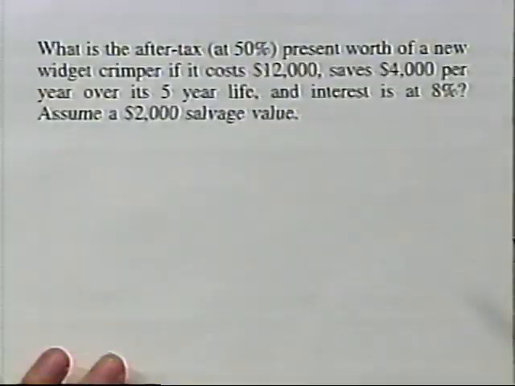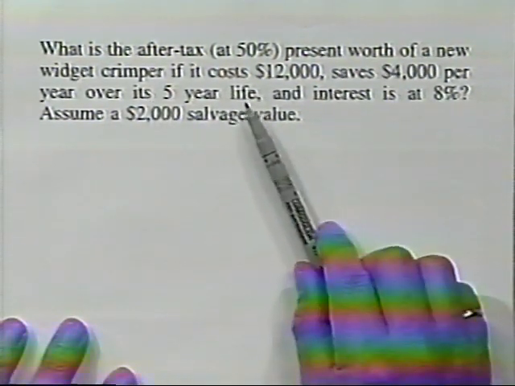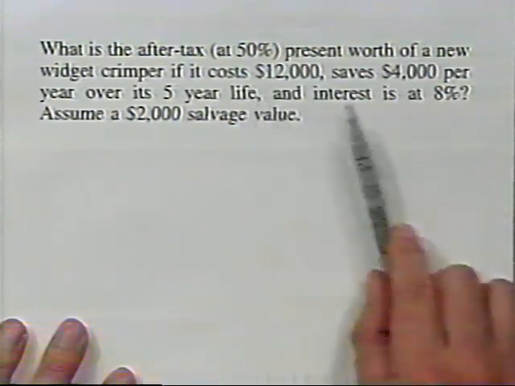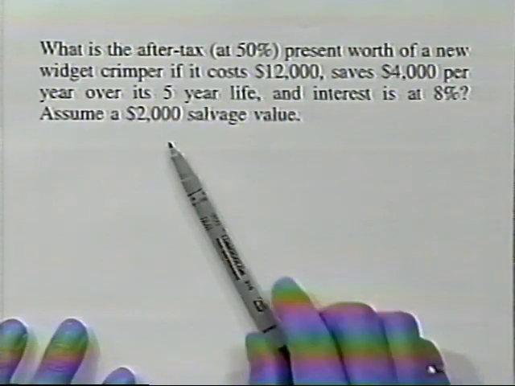Let's do an example of this. What's the after-tax present worth of a new widget crimper if it costs $12,000, saves $4,000 per year over its 5-year life, and interest is at 8%? Assume a $2,000 salvage value.